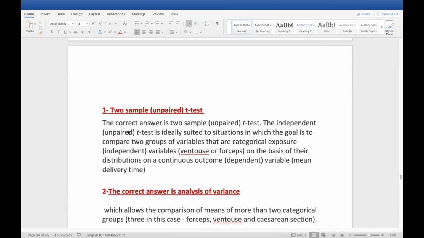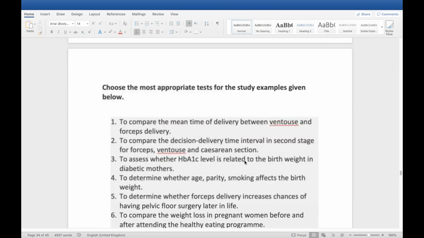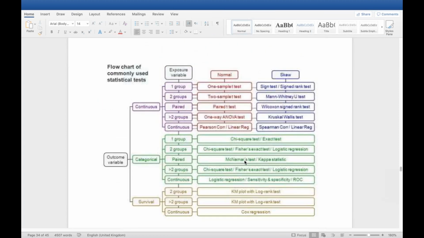Okay, let's read what they put here. The correct answer is two sample t-test, the independent t-test, ideally suited for this situation. It doesn't make sense, all these things, but it just makes it easy for you. If there are numbers, go for continuous and see how many groups. One group, two groups, paired. Paired means that you measure a thing in the same group of people twice.